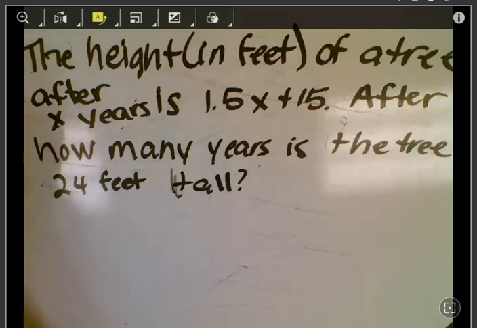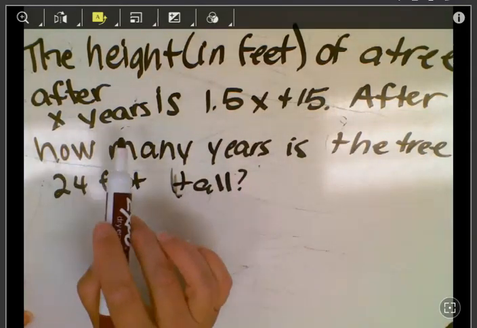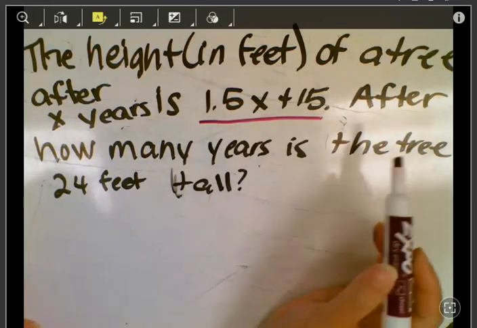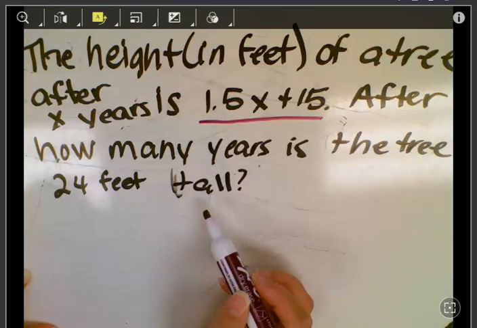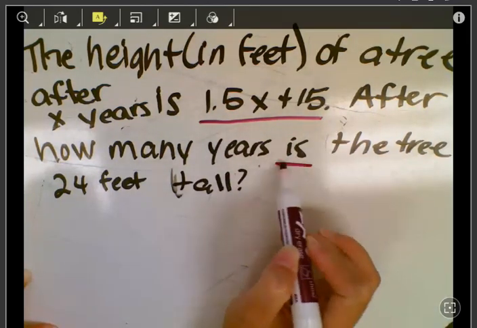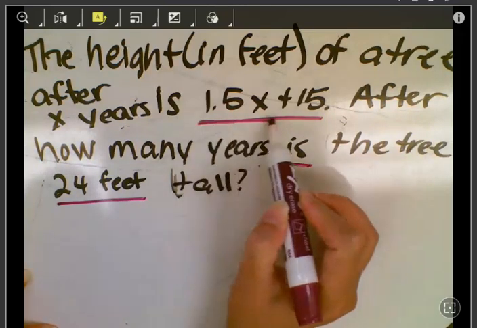Okay, so my first problem is the height in feet of a tree after x years is 1.5x plus 15. After how many years is the tree going to be 24 feet tall? Well, after x years is this much, and I want to know when it will be 24 feet. So what I can do is take this as my equation.